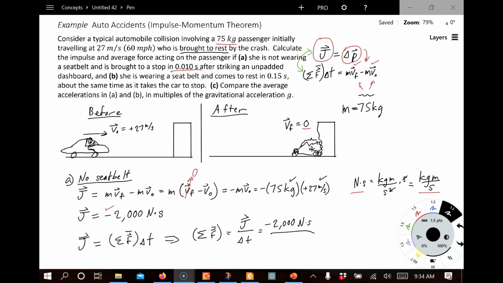the time interval during which the crash occurs and this average force is applied. In case A, she's not wearing a seatbelt, so it's very short, 0.01 seconds. When we calculate this, we're going to end up with a force equal to negative 2.0 times 10 to the 5th newtons, or minus 200,000 newtons. Again, that's a negative sign because the wall pushed her back in the negative direction.